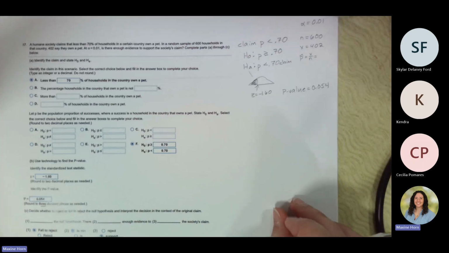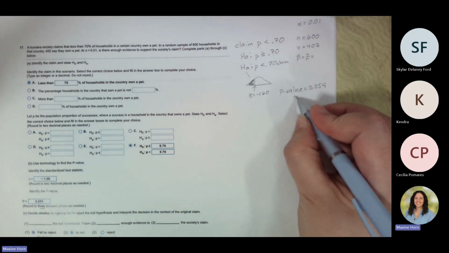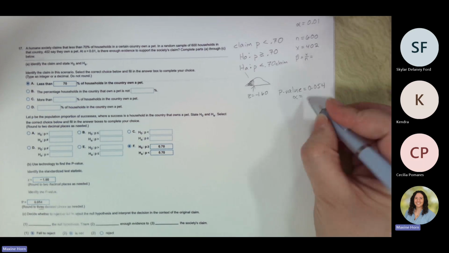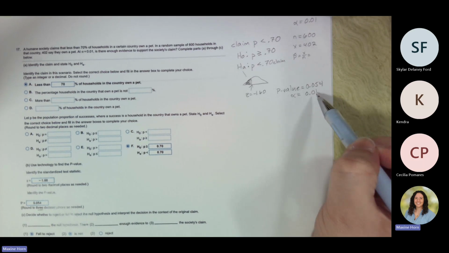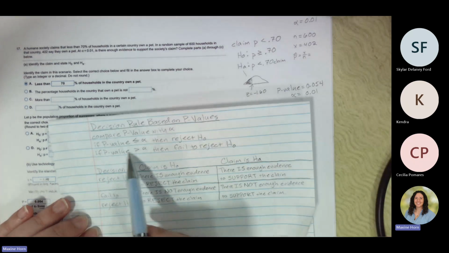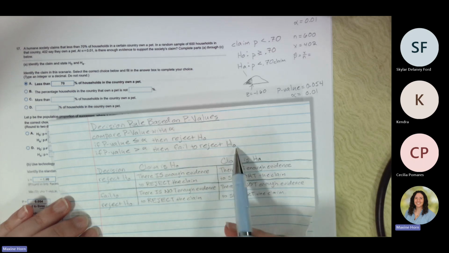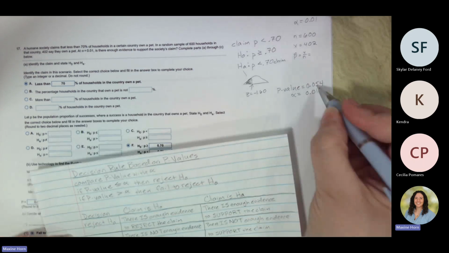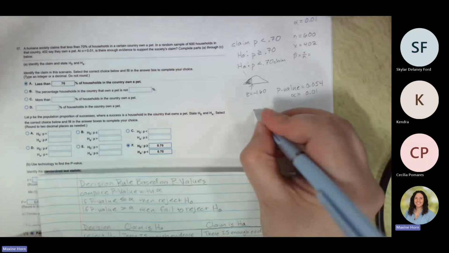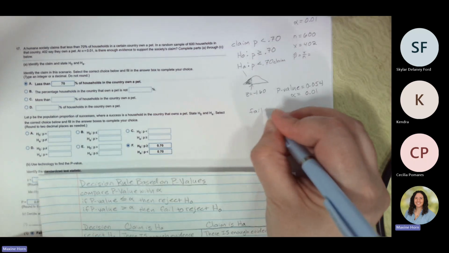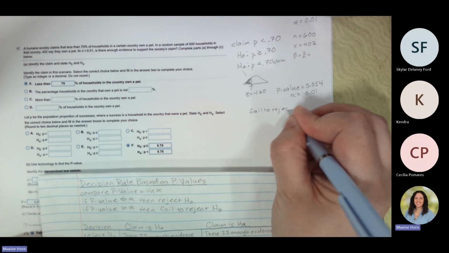Okay, great. We've got our p-value. Let's go ahead and compare it to our level of significance, our alpha, which is 0.01. Our p-value is greater than our alpha. You know the drill by now. If our p-value is greater than our alpha, we're going to fail to reject the null. P-value is greater than the alpha, fail to reject the null.